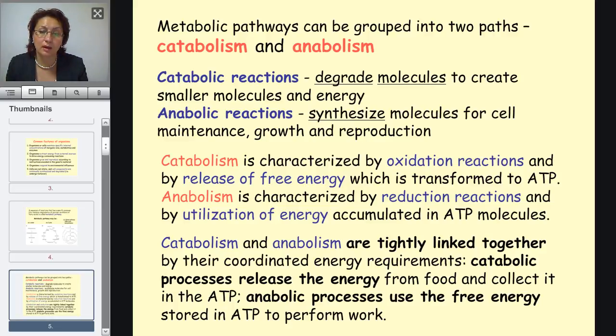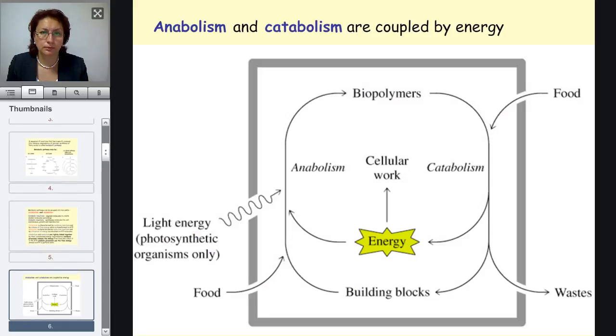Catabolism and anabolism are tightly linked together by their coordinated energy requirements. Catabolic processes release the energy from food and collect it in ATP. Anabolic processes use free energy stored in ATP to perform work. Anabolism and catabolism are coupled by energy. For example, biomolecules are degraded in catabolism to building blocks and produce energy. These building blocks are used in anabolism for synthesis of new biomolecules, using energy.